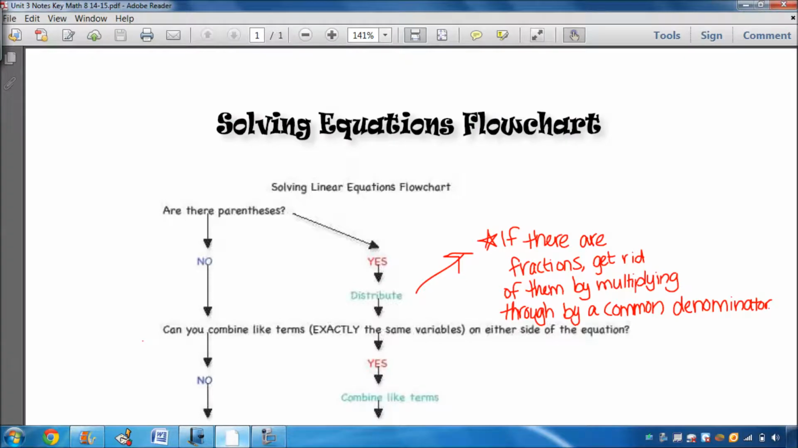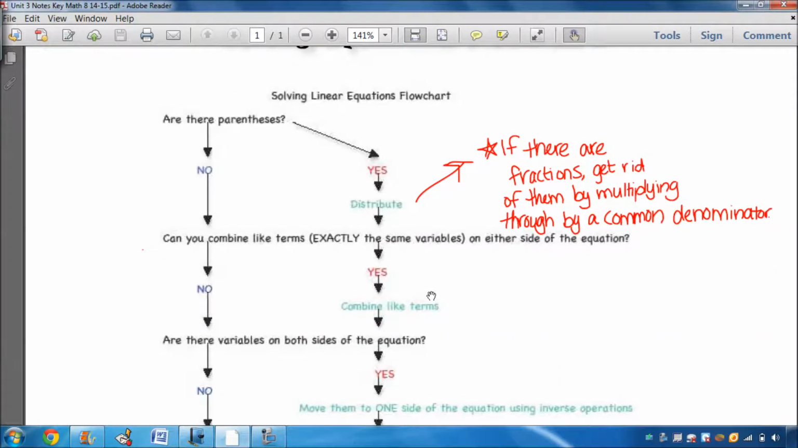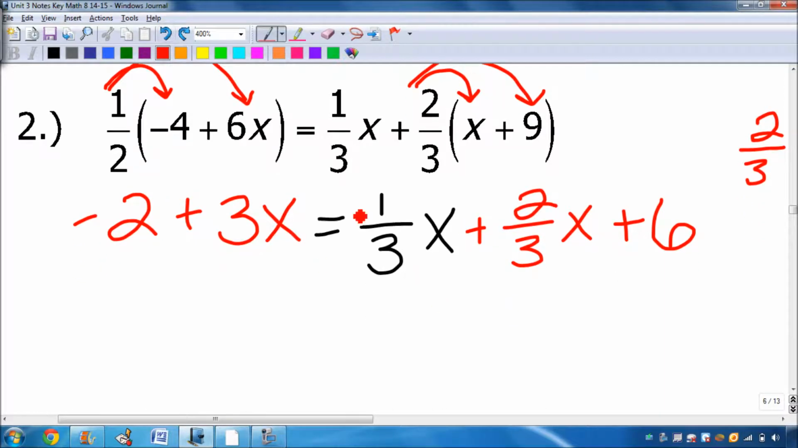Now let's look at the next thing. The next thing is what we added on. If there are fractions, get rid of them by multiplying through by a common denominator. Now watch this very carefully because this is where some people get a little bit confused. So I'm going to go through and get rid of my fractions by multiplying by my common denominator. Well, the only denominators I have are 3, so finding my common denominator is easy. It's just 3. But I have to multiply each term by 3.